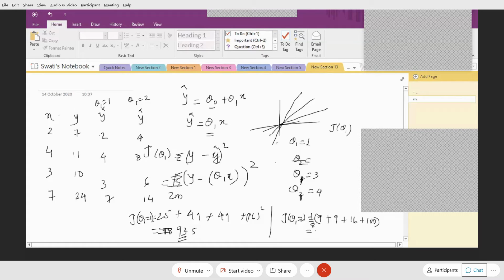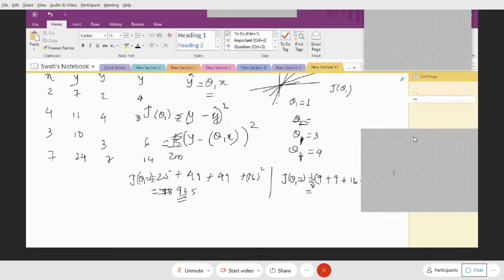Do you understand what I'm doing? Yes ma'am. 46.5. Okay, 46.5. So you see that the value is decreasing. Isn't it? So it is 46.5, right?